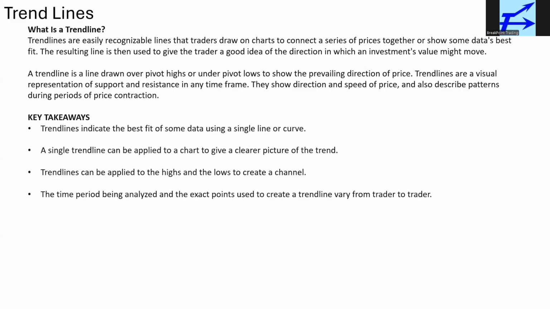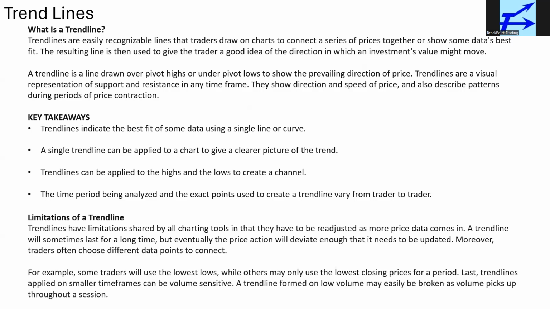Trend lines indicate the best fit of some data using a single line or curve. Single trend line can be applied to a chart to give a clearer picture of the trend, can be applied to the highs and the lows. Time period being analyzed and the exact points used to create a trend line vary from trader to trader. So some people like weekly charts if they're longer term, daily charts if you're a swing trader trading for a couple of weeks or a month or so. And then a day trader might use trend lines on minute charts.